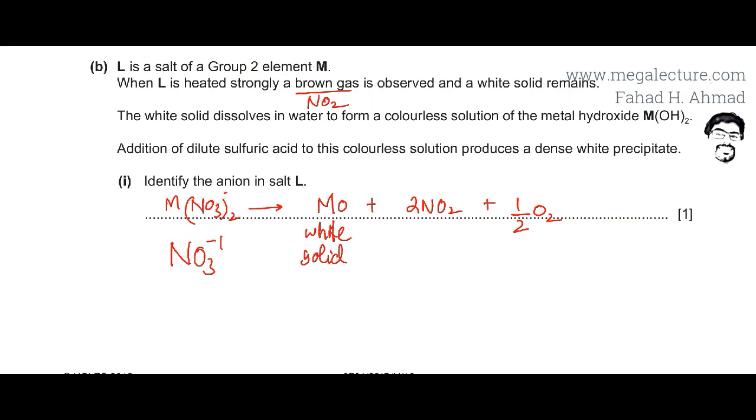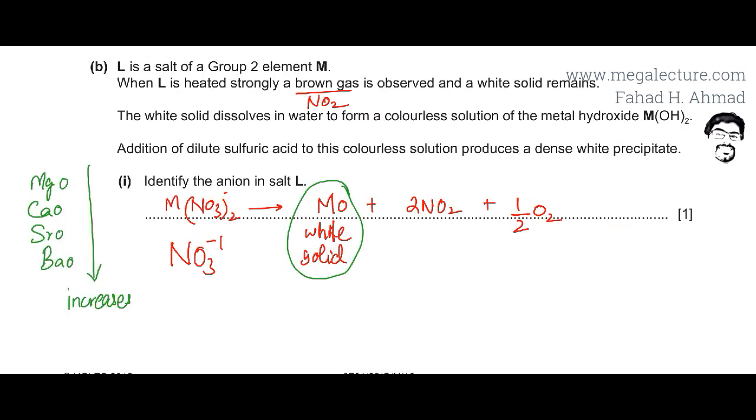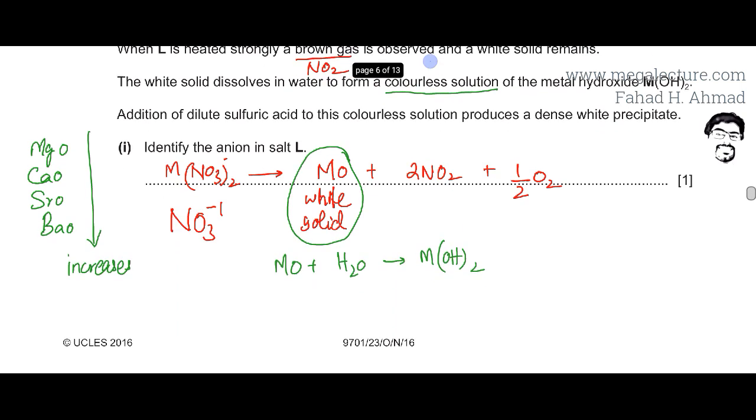Now, this white solid is going to dissolve, and the solubility of the hydroxides or oxides keeps increasing down the group. So it's forming a colorless solution when you dissolve it in water, which indicates that it forms a solution of a metal hydroxide, which probably indicates that it's a very soluble group 2 hydroxide, probably barium oxide. This must probably be barium oxide.